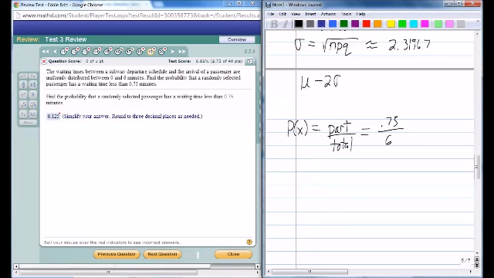Because, you know, every minute has the same probability, so find the probability that a randomly selected passenger has a waiting time of less than 0.75. We said 0.75 divided by 6. That should give the answer, 0.125.